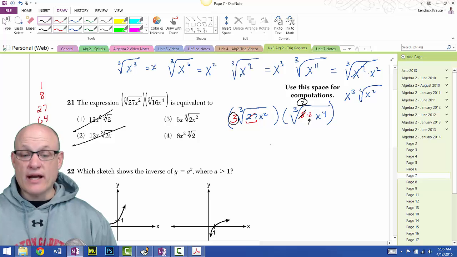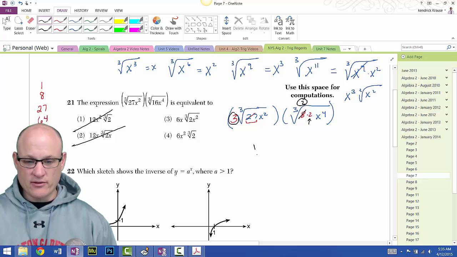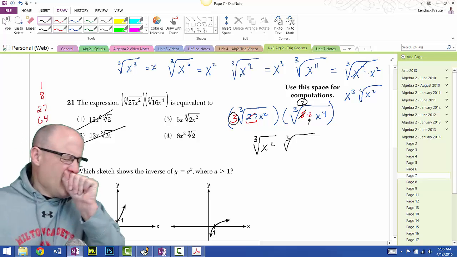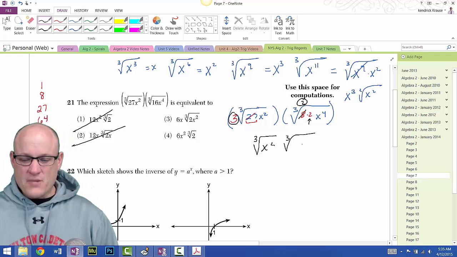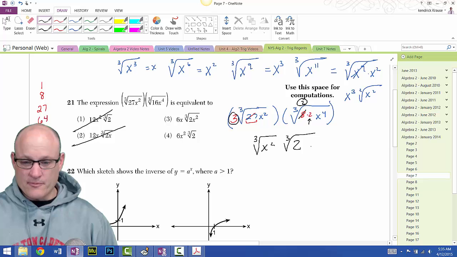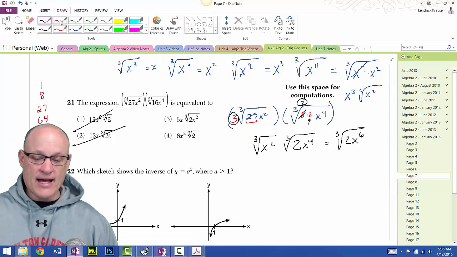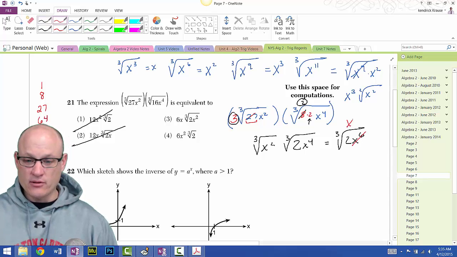Now I'm going to deal with the radicals, the cube roots of x. So this is the cube root of x squared times, excuse me, the cube root of 2, the 2 stays under, x to the 4th. Well, that gives me the cube root of 2x to the 6th. That's not bad. The cube root of x to the 6th is x squared. So that comes out. So the only thing under the radical is the cube root of 2. There's your answer right there. We're done.